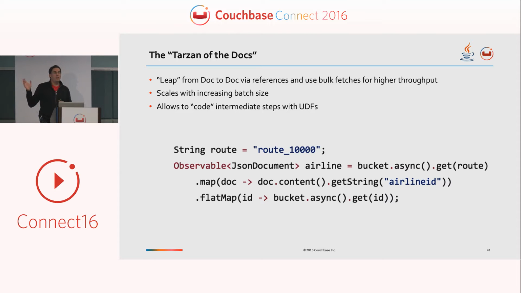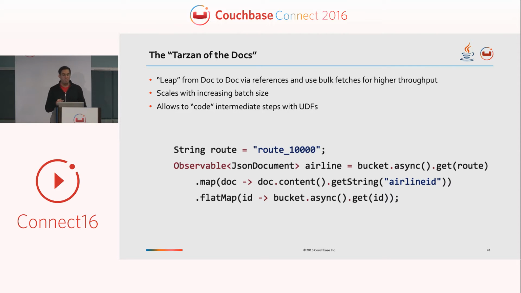But it turns out for lots of use cases, doing it by KV directly gives you much better performance while not having to trade off flexibility. And in some cases, it's even more flexible. Let me explain. So in this case, we are connecting to our travel sample dataset, and we are loading a route. So we are loading the route 10,000, and what we want to do is get the airline for our route.